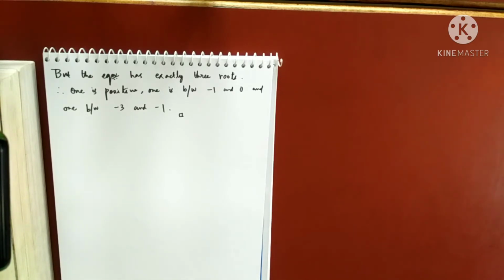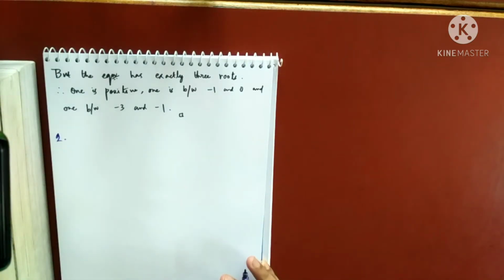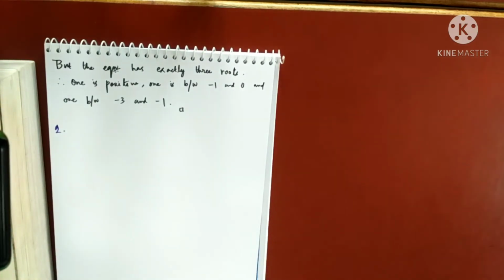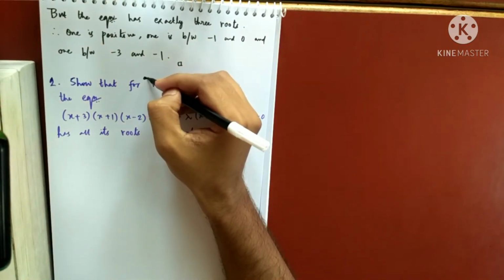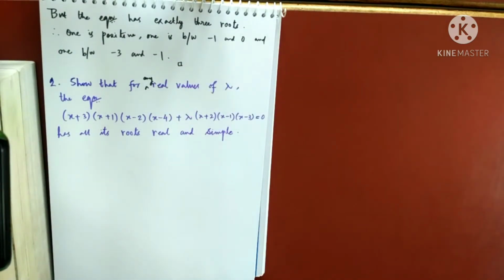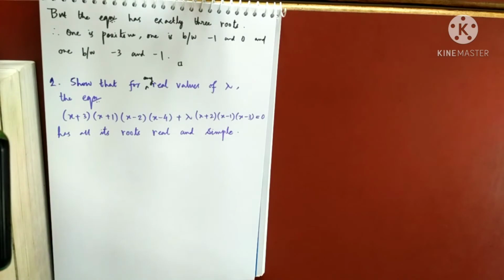Okay, so we have a similar question next. Let me write the next question. So the question is this: show that for any real values of lambda, this equation has all its roots real and simple.